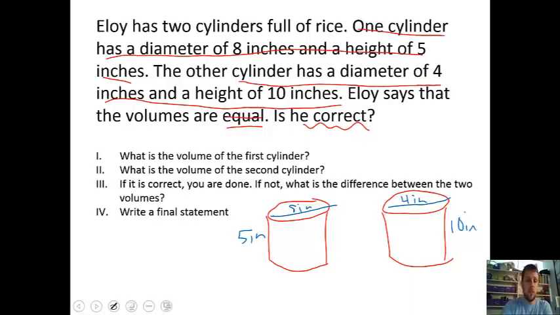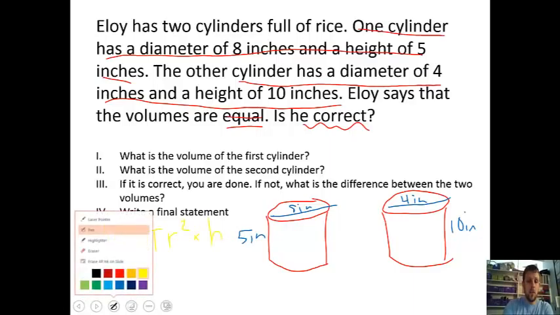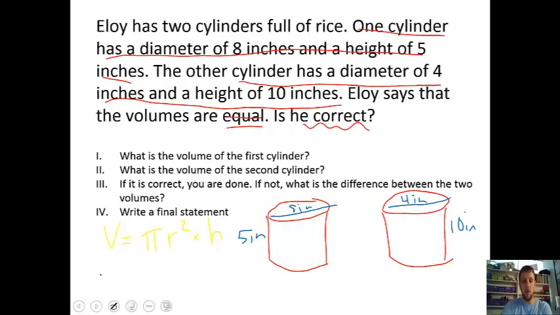Now what I'm going to do is start constructing my formula. Let's see if yellow will work. So volume is equal to pi r squared. Remember, pi r squared is the big base. And then all I have to do is multiply that by the height. Alright, I did it in yellow for a reason because I'm going to go back over it with specific numbers.